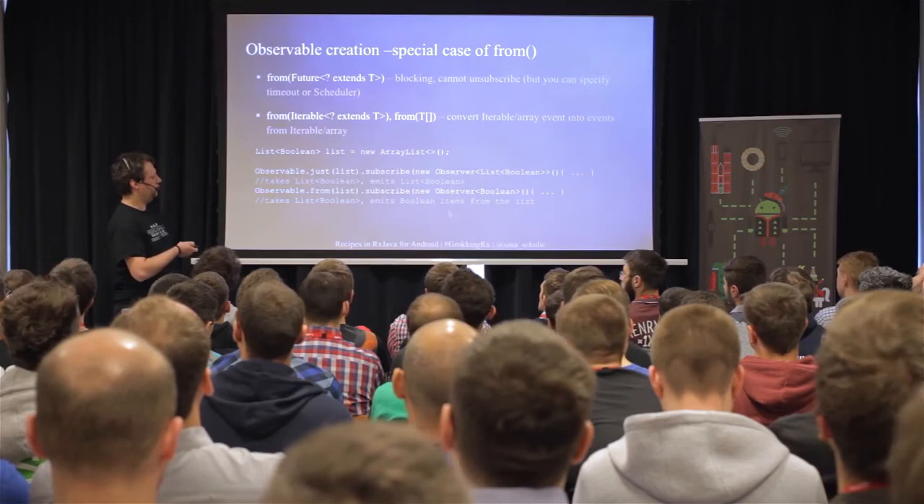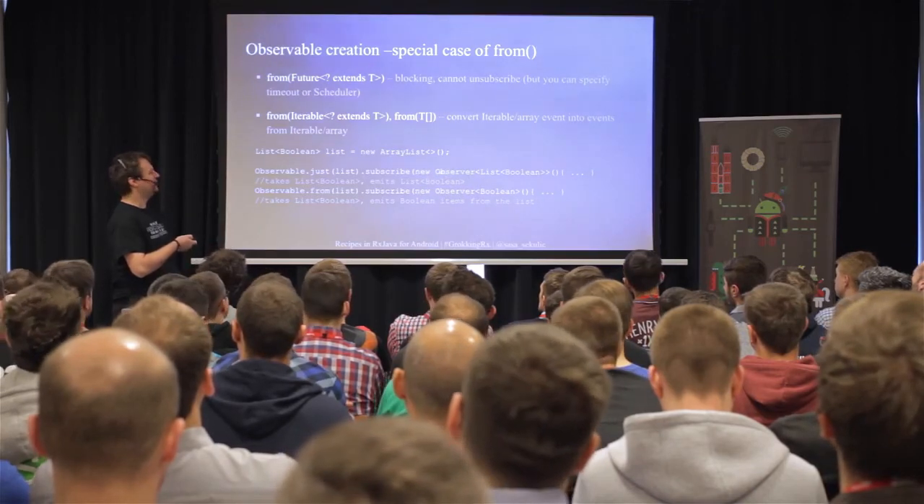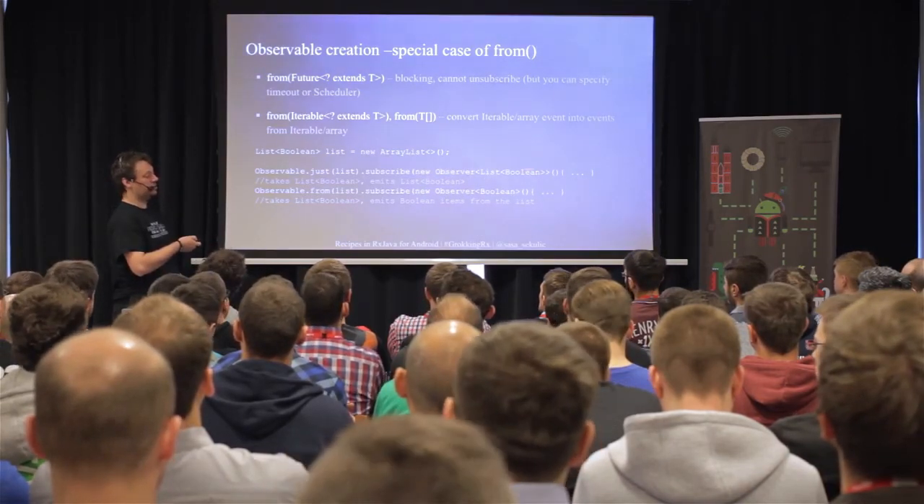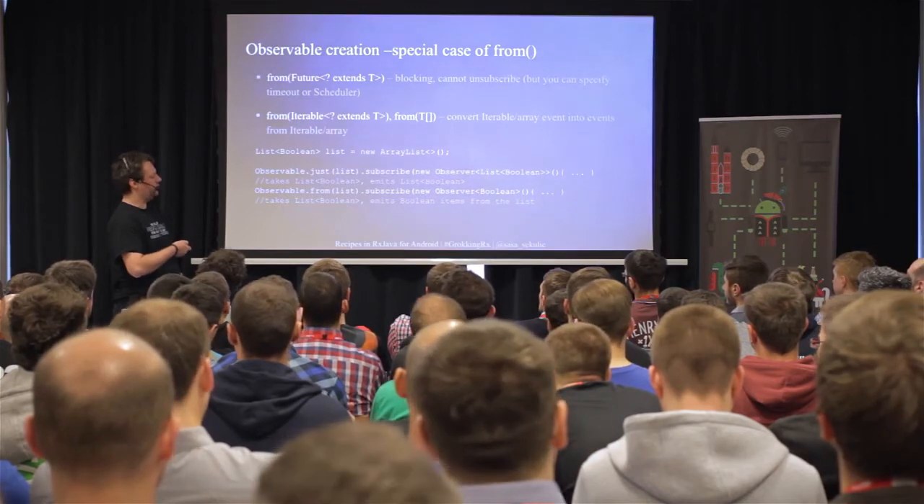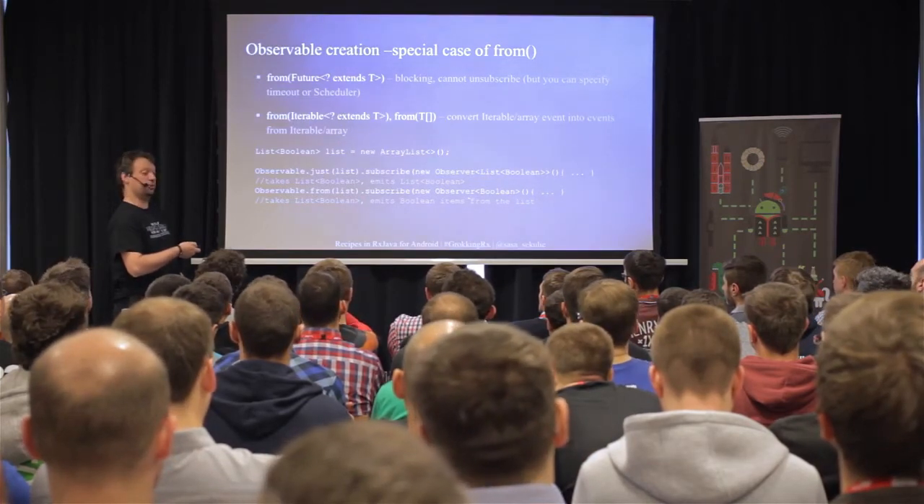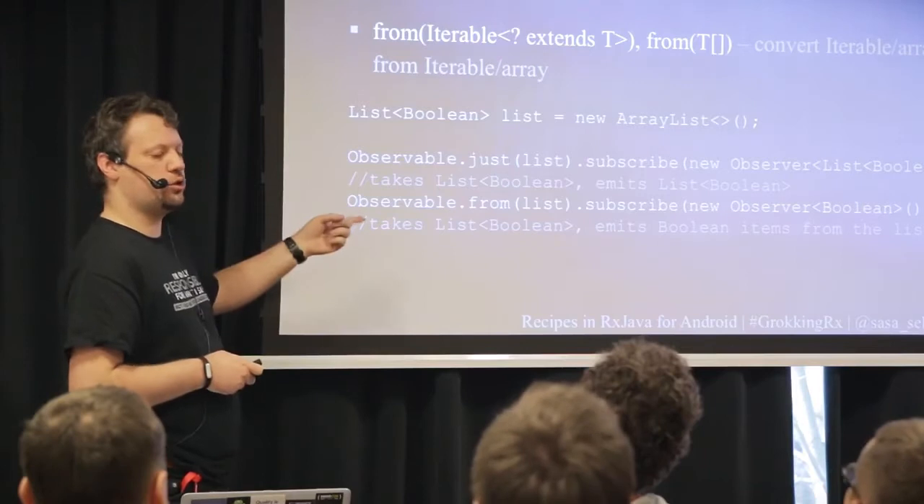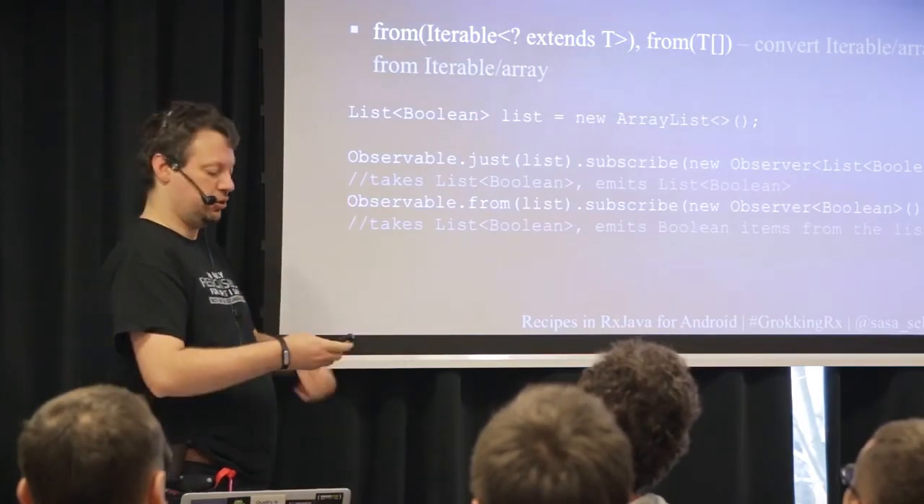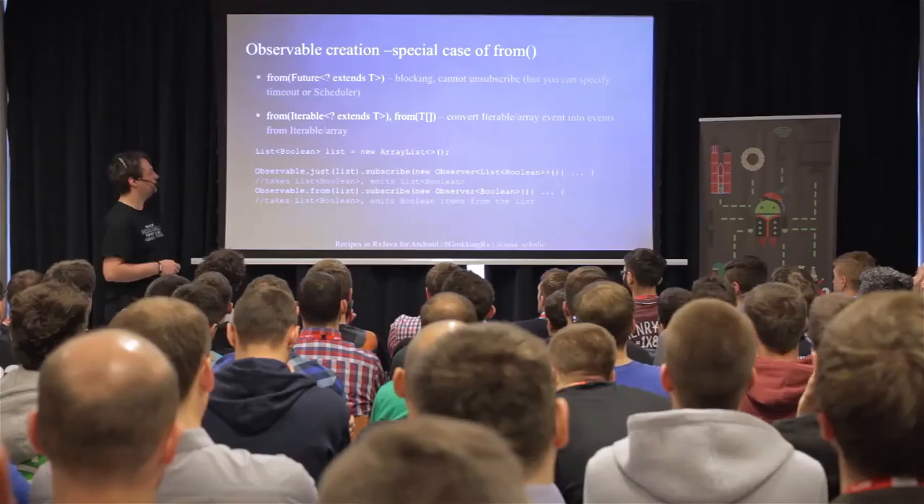And now I'm going to use my fancy pointer. So the observer will be list of Boolean in the case of just. In the case of from, it will actually be observable Boolean. And at the end, it will also emit on completed, so the sequence will be finished.